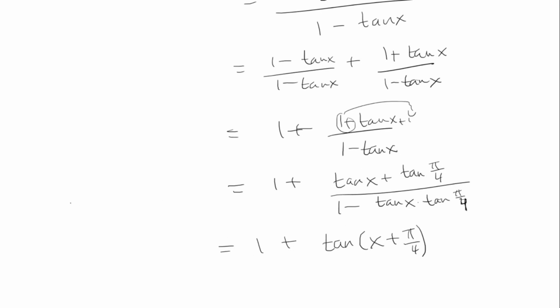So just recall here, if I have tangent of a plus b, that's the same thing as saying, sorry, there's no 1 plus. There's just tangent of a plus tangent of b over 1 minus tangent of a times tangent of b. Okay, so a plays the role of x, and b plays the role of pi over 4. Okay, so for this equation on the right. And so this proves the identity.